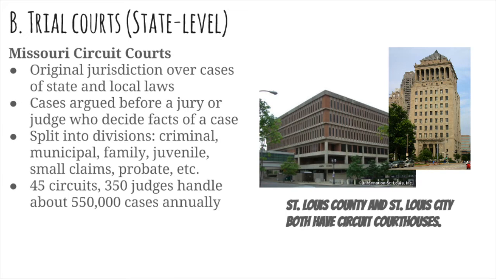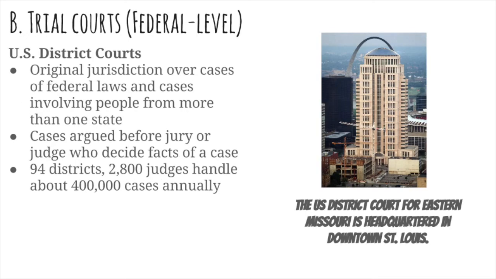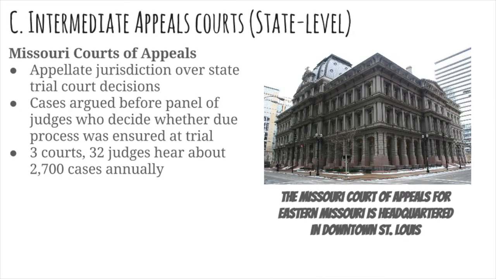Now, at the federal level, they also have trial courts. These are called district courts. They have original jurisdiction, likewise, over things that involve federal laws, or involving people from more than one state. Now, if one of the parties to the case feels like there's been an error made in the process of the case, or if potentially they don't like the outcome, they can appeal that to the next level, called an intermediate appeals court. At the state level, we call these the Missouri Courts of Appeals.